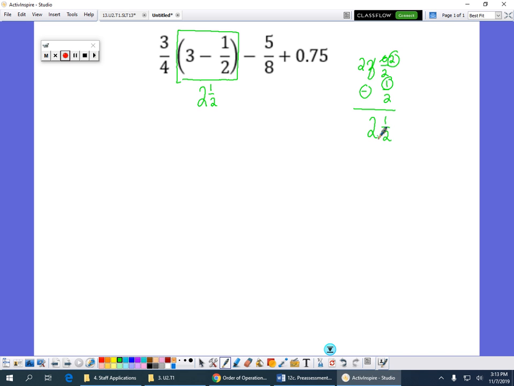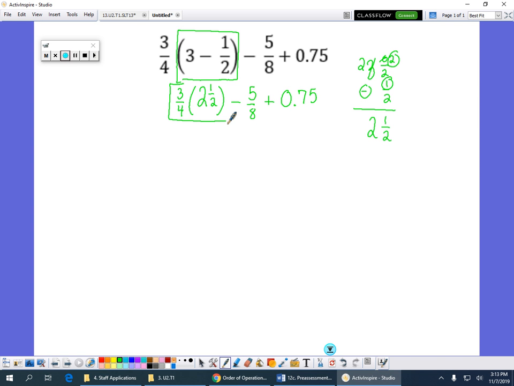From there, you're going to go ahead and bring everything else down. So it's going to be the 3/4 multiplying by the 2 1/2 minus 5/8 plus 0.75. I see some of you changing all this to decimals. That's fine. This would be 0.75 and this would be 2.5 and that would be 0.625. I actually think decimals are harder on this problem, so I'm going to stick with fractions.